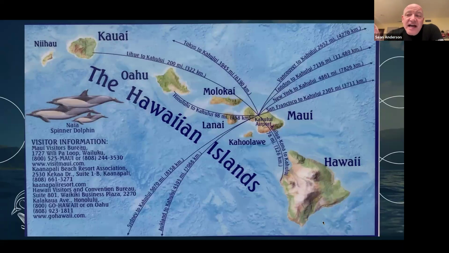So the largest island in the chain is the island of Hawaii, and that has these two peaks on it, Mauna Loa and Mauna Kea, and they actually have year-round snow on them. So you can go skiing. You can ski one morning and then go down the hill and go surf in the afternoon, kind of thing.